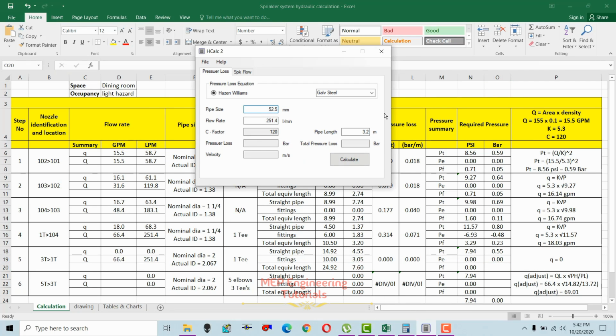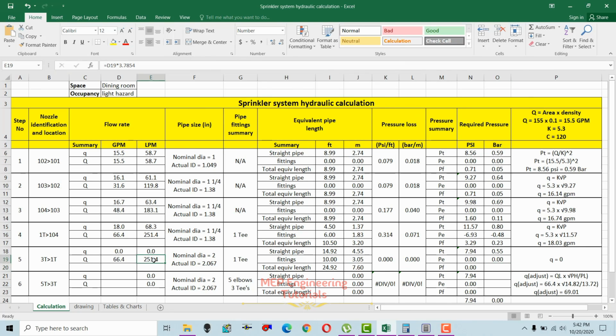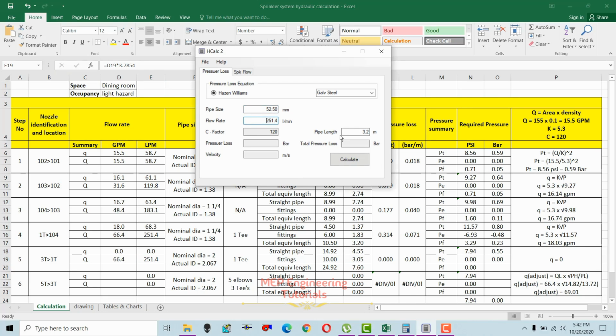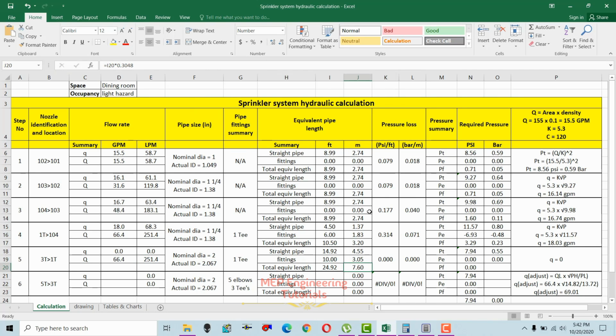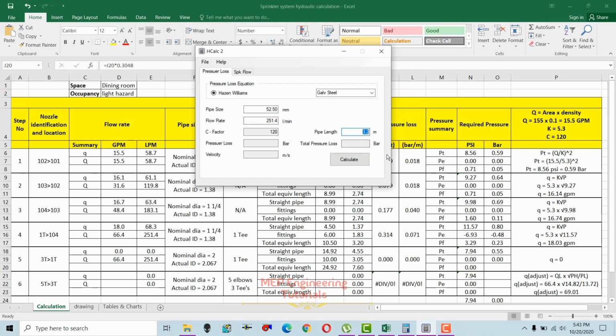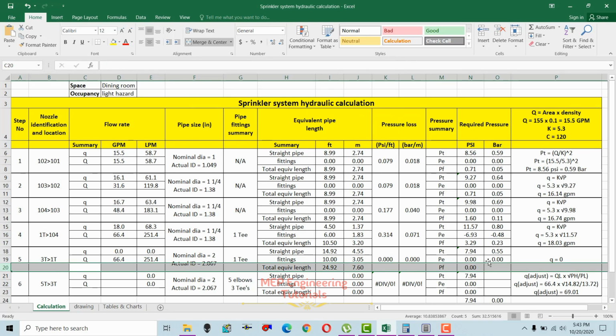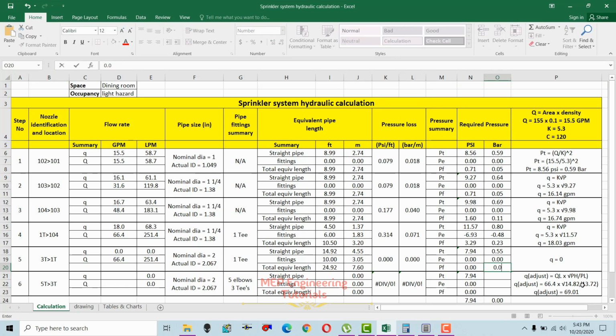52.5 mm, and you can see that the flow rate in GPM is 251.4, it's the same, and equivalent length in meters is 7.60 meters. Just calculate. So total pressure loss is 0.076 bar, that means 1.1 psi.